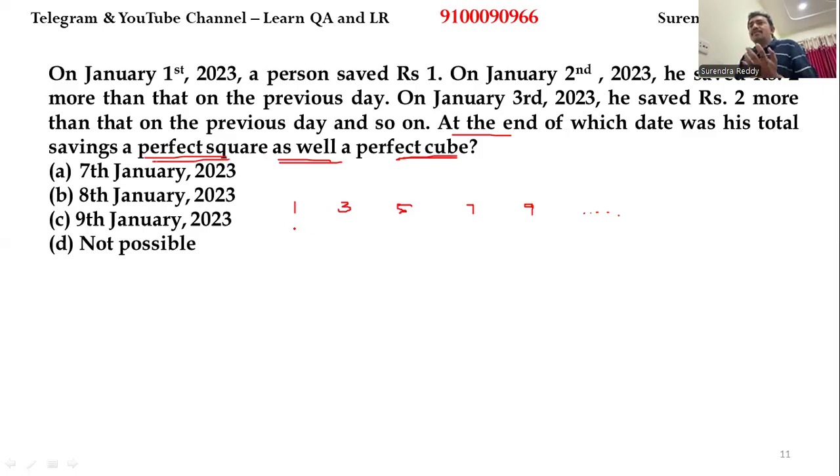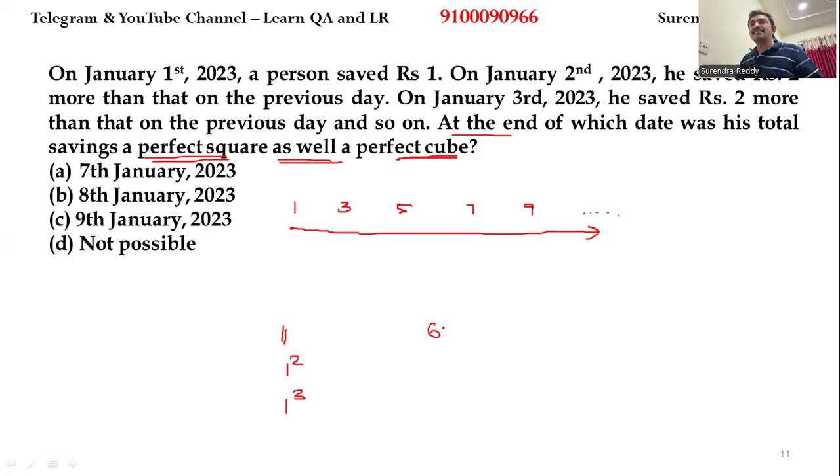So basically, if you add these numbers, on which date are you going to get a number which is a perfect square as well as a perfect cube? So dear students, look for numbers. First, it is 1 square. It is 1 cube as well.